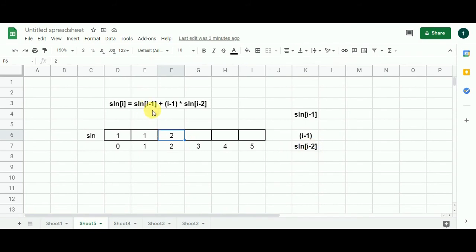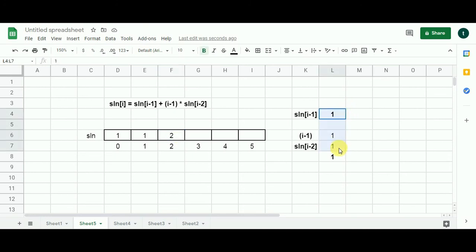Now let's replace i with 2 in this formula and check if we are getting the same value. If I replace i with 2, then the first component becomes SLN[2 minus 1], which is SLN[1]. What is the value of SLN[1]? It's 1. I'm going to put it over here. Now let's take a look at the second component. Here we have i minus 1, so i is 2, this becomes 1. And i minus 2 is going to give me 0, so I have to take a look at the value of SLN[0], which is 1. So I put it here. And 1 multiplied by 1 is going to give me 1 only. That's the value of the second component. When I add this value to this value, I get 2, and that is what I have populated here.